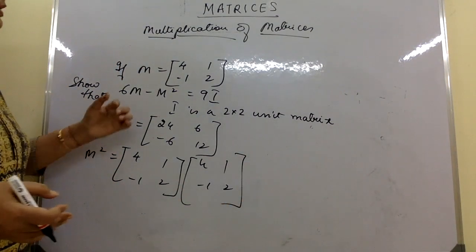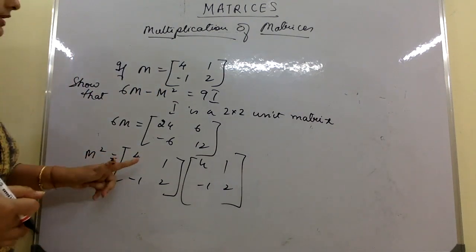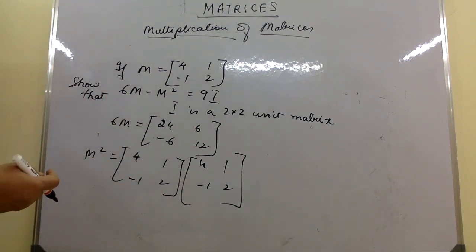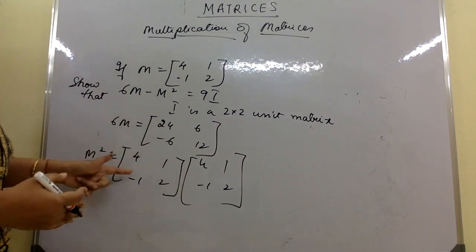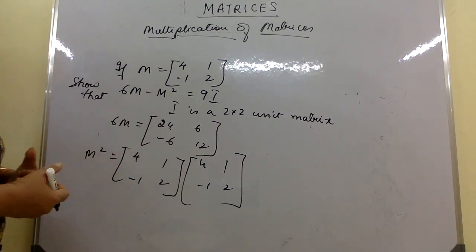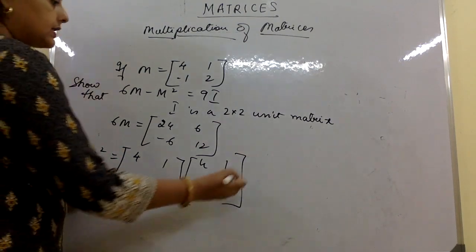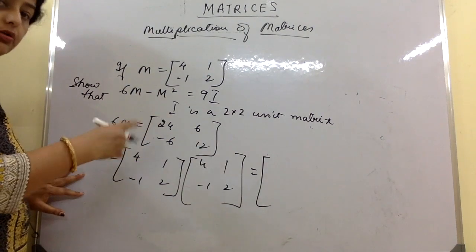Now whenever people see an M square, they tend to write it as 16, 1, 1 and 4. They just square the individual elements and do it. Okay, now that is a very wrong method. M square means you have to write it out like this and multiply. If you do the wrong thing, you get your sum wrong.